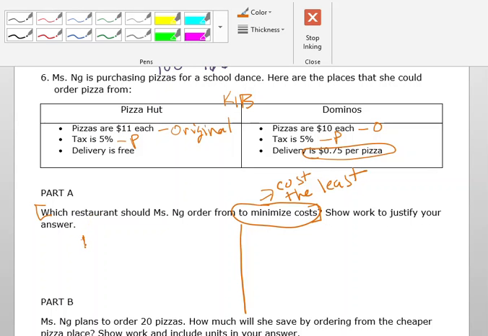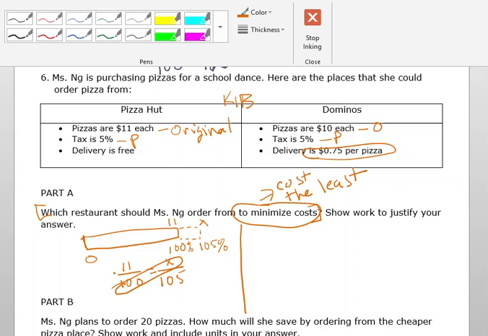So here I have one pizza here. It's going to cost, this is my 0%, this is my 100%, 11, extending it, 105. All right, so I have 11 over 100 is equal to x over 105, cross multiply, and I have 100x equals 105 times 11.